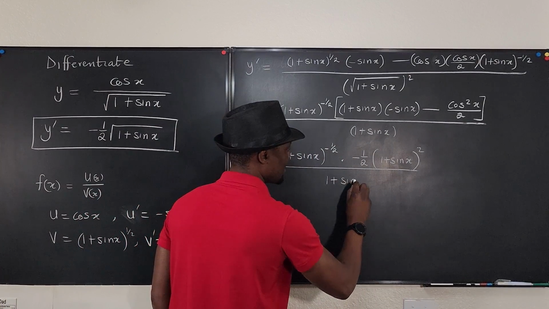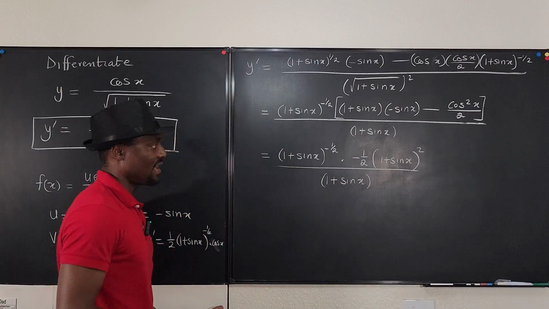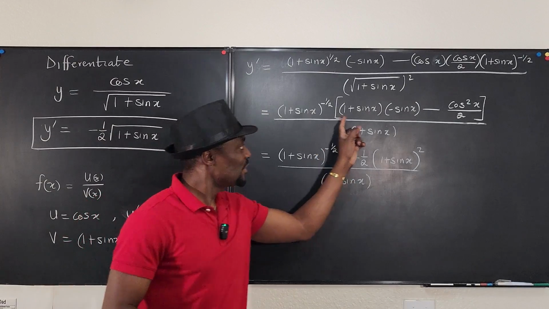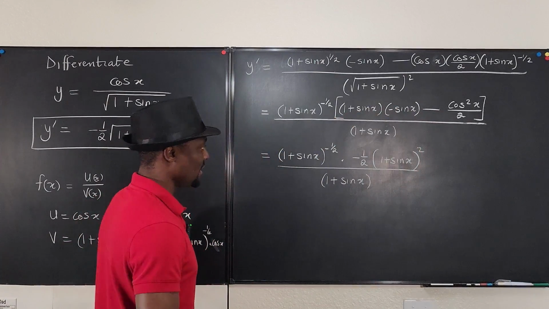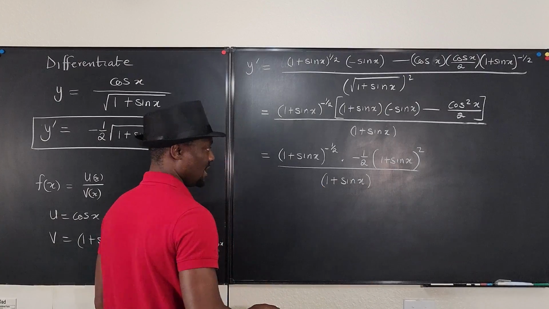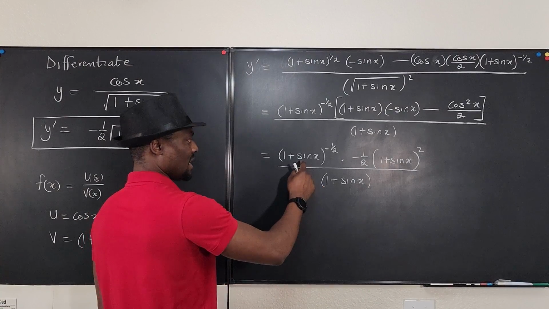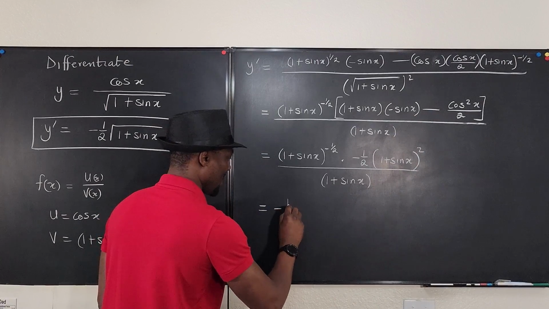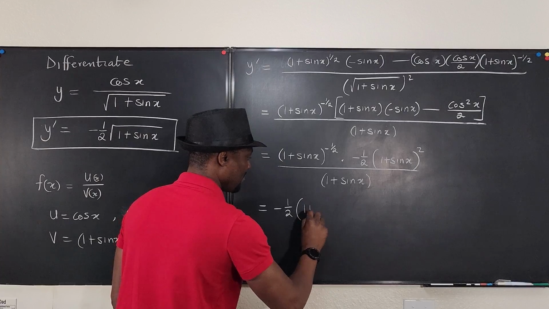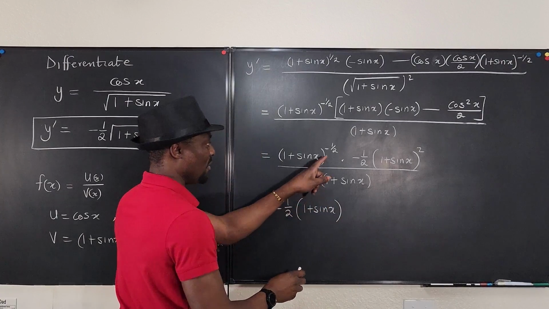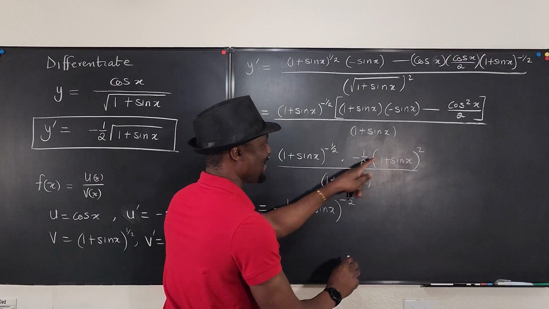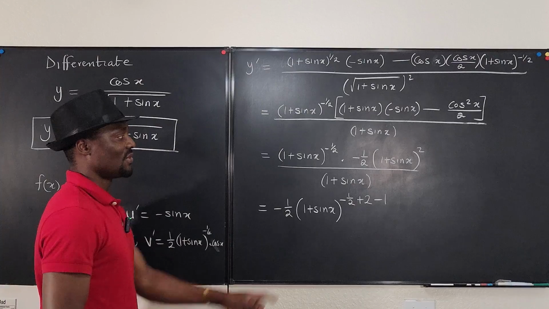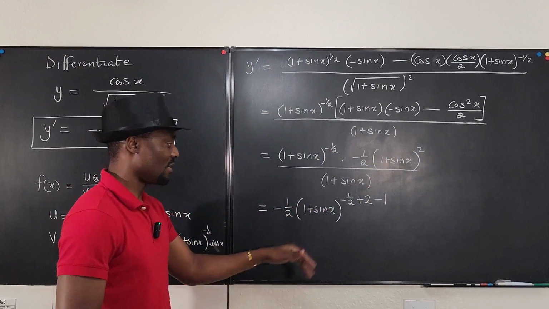1 plus sine x. Do you see that? It looks like the major problem was this part, and we're done. I know this is going to take out one of these, this 1 plus sine x. We can say this is equal to negative 1/2 times 1 plus sine x raised to the power negative 1/2 plus 2 minus 1. Negative 1/2 plus 2 minus 1, the one in the denominator.